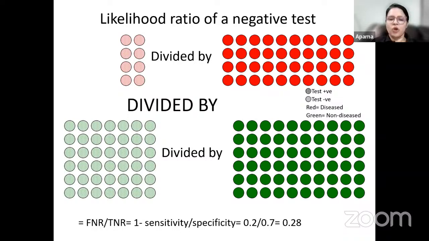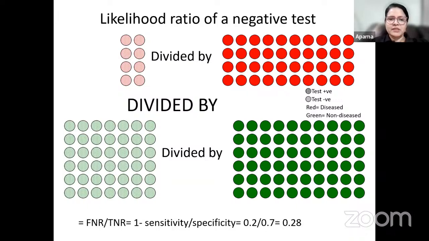Likewise, there is a likelihood ratio of a negative test, which is represented by the formula false negative rate divided by true negative rate. False negative rate is the same as 1 minus sensitivity. This comes to the numerator, and it is divided by specificity, which is the same as true negativity rate, in the denominator. So 1 minus sensitivity in this example is 0.2 and specificity in this example was 0.7. So the likelihood ratio of a negative test is 0.28.